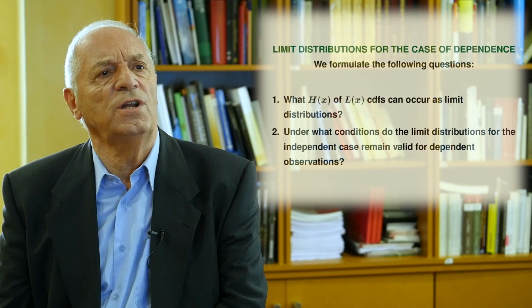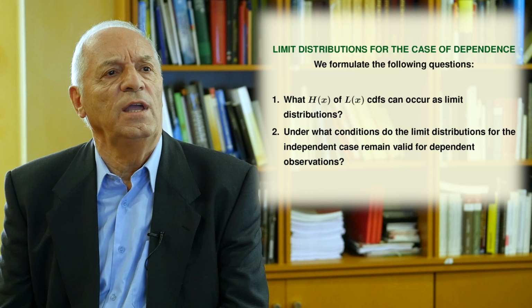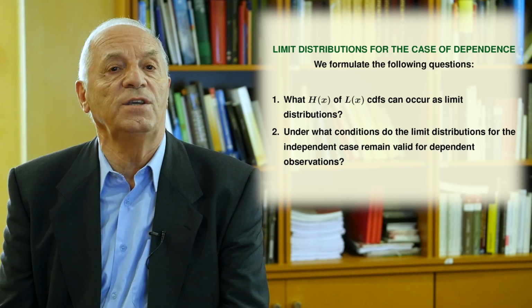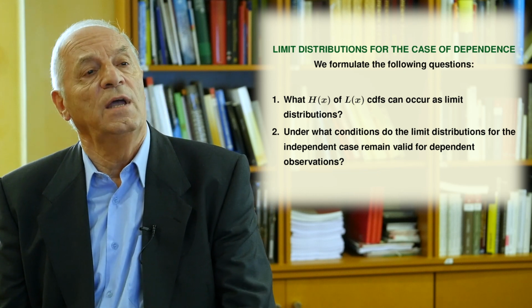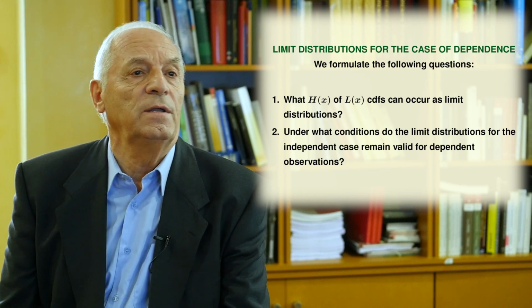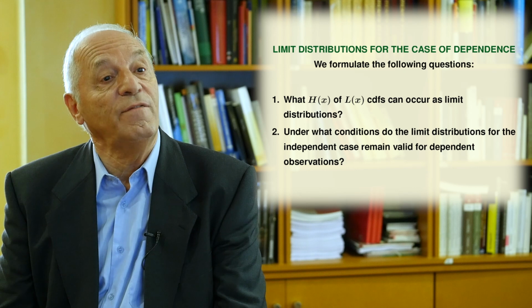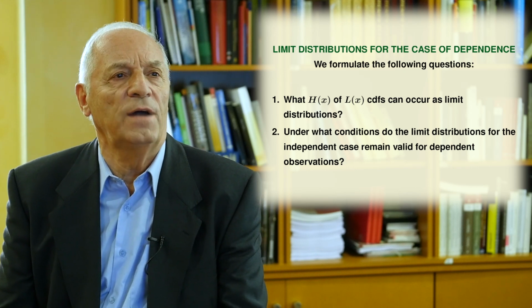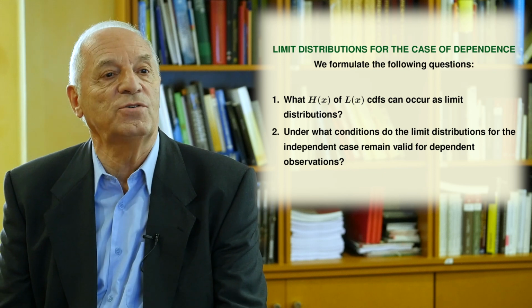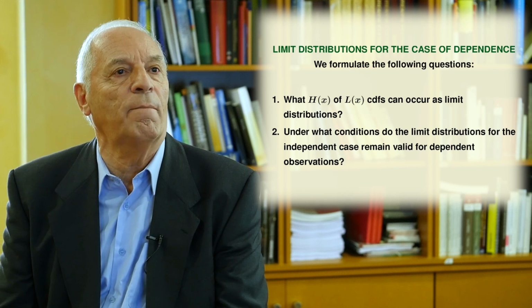We will also consider the case of limit distributions in the case of dependence. Up to now, we have considered the case of independence, and what happens when we have dependence. The question is, do we have the same limit distributions as in the previous case? Under what conditions are the previous limit distributions still valid? These are very important questions that we answer.